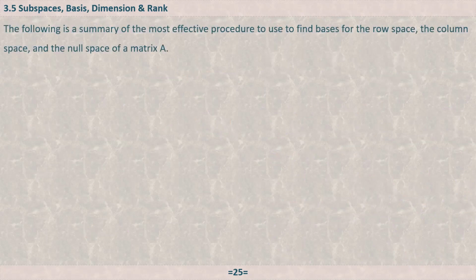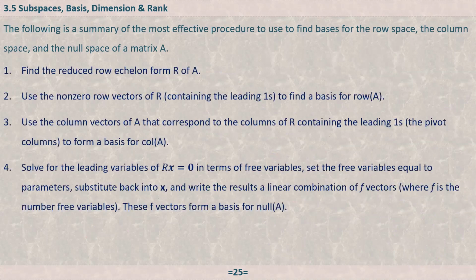The following is a summary of the most effective procedure to find the basis for the row space, the column space, and the null space of a matrix. Find the reduced row echelon form R of A, that's our first step, and use the non-zero row vectors of R containing the leading ones to find a basis for the row space of A. Use the column vectors of A that correspond to the columns of R containing the leading ones, the pivot columns, to form a basis for the column space of A. Solve for the leading variables of Rx equals 0, as in our last example.